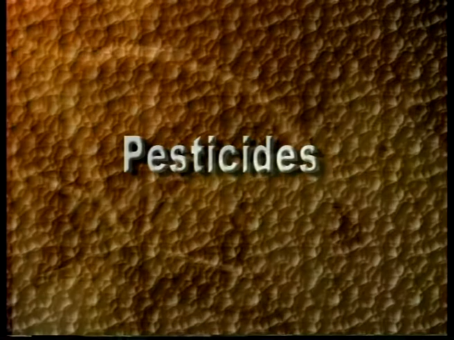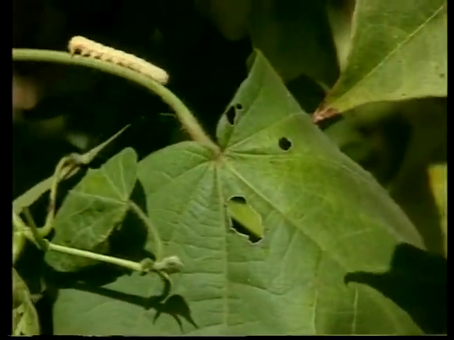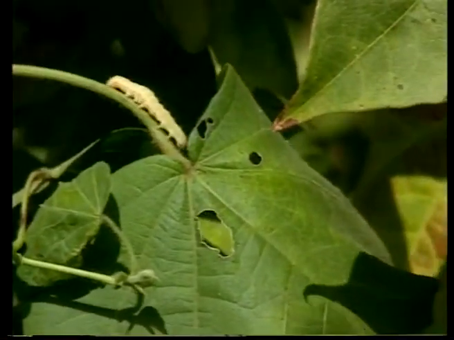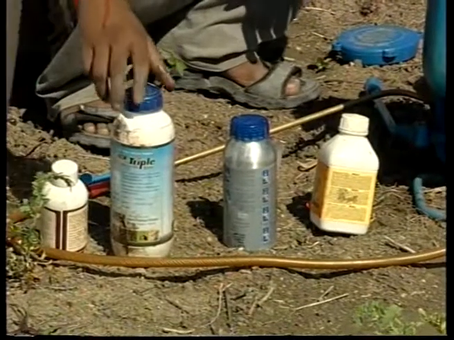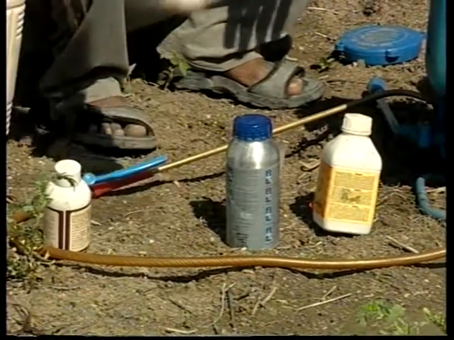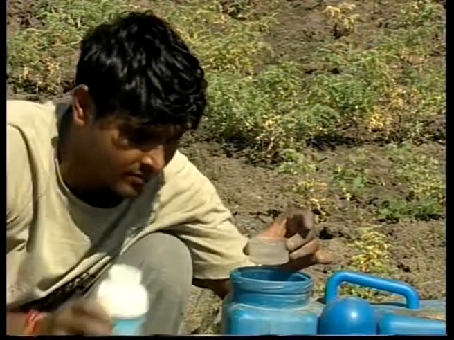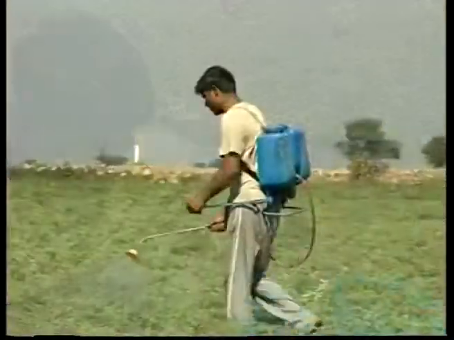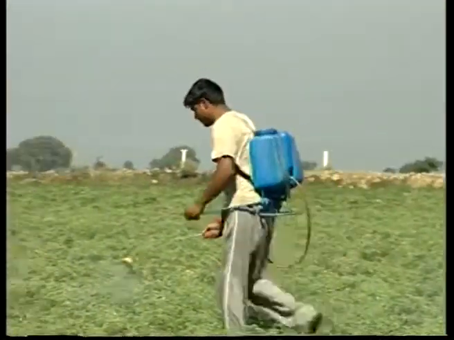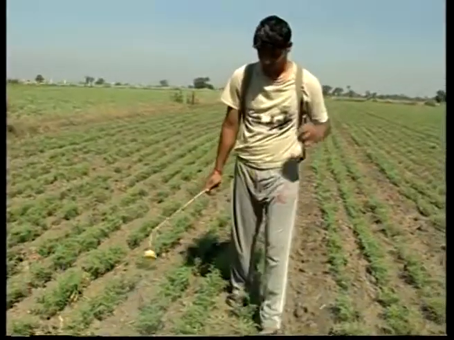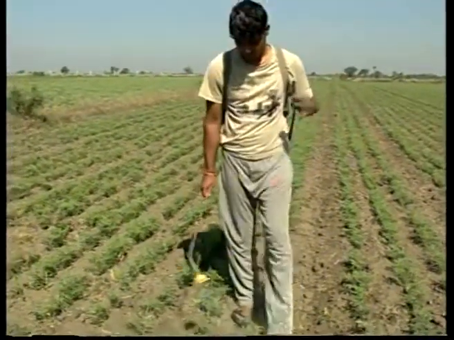Pesticides. In modern agriculture, the use of different pesticides to control various pests is increasing every year. Pesticides not only kill the target organisms, but also affect large variety of living things, including human beings.